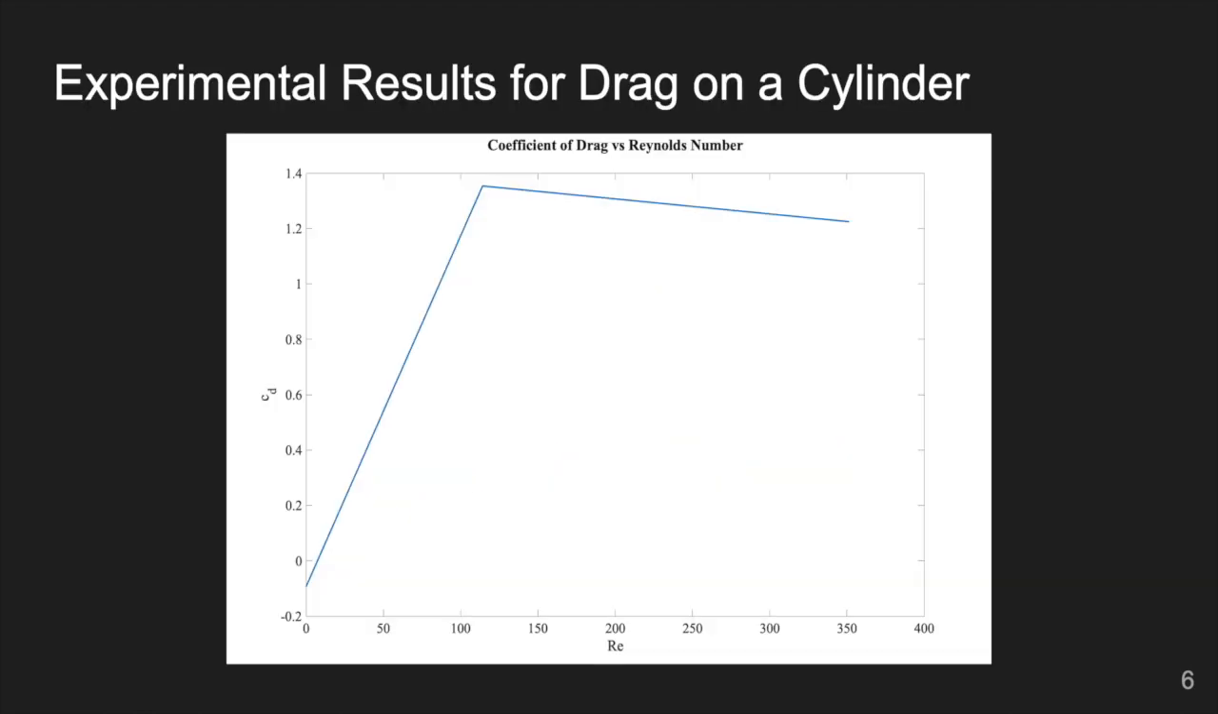This plot shows the coefficient of drag against Reynolds number. Note that we only have 3 data points, one being at 0, so this plot may not be representative of the complete trend.